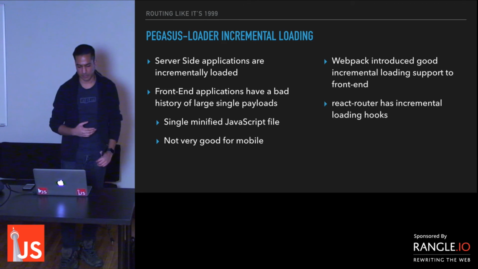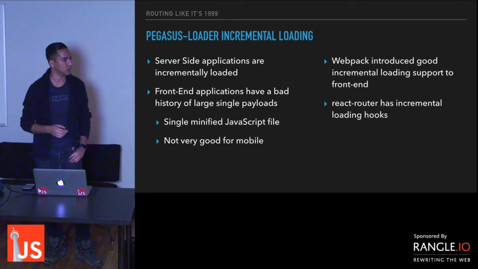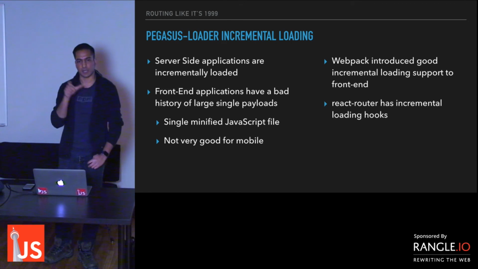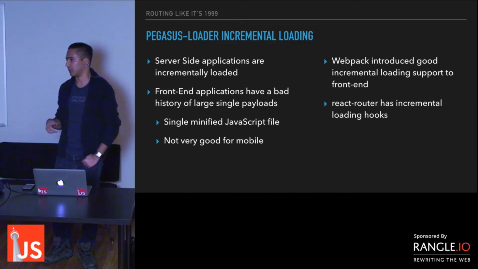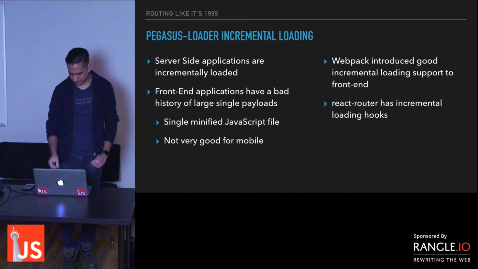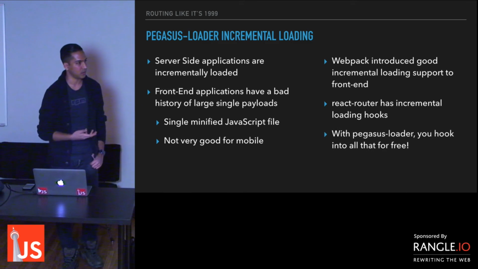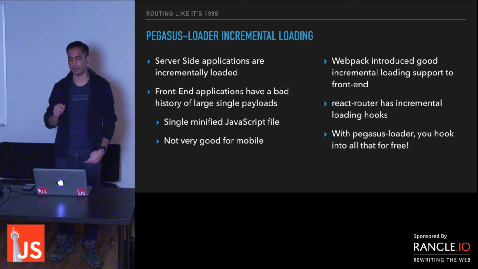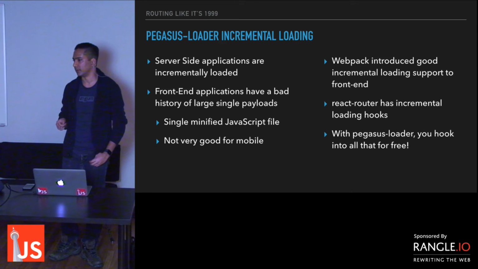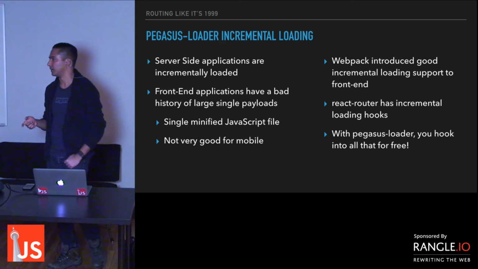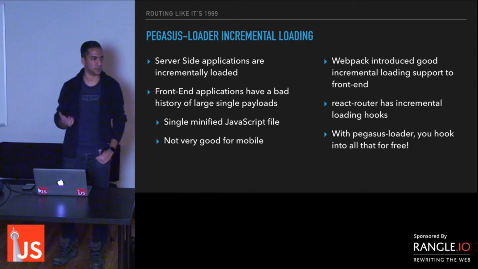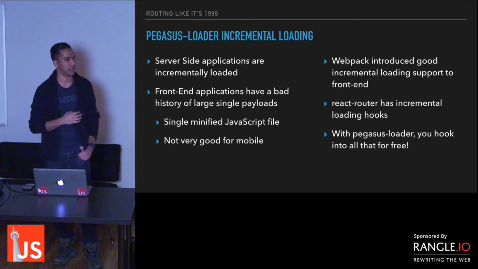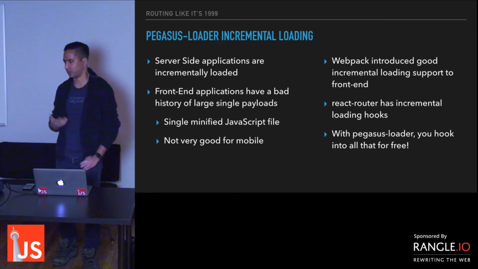React Router has incremental loading hooks for this. So React Router will actually load each and every component separately for you if you use the proper hooks. And with Pegasus Loader, you get all that for free. Pegasus Loader will actually generate React Router configuration with all of those hooks built in. So each and every component in Pegasus Loader is actually loaded on demand. This is very much like server-side applications of old, or how we did it back in the 90s, where each and every HTML file was loaded individually. That's how it's done with Pegasus Loader as well.